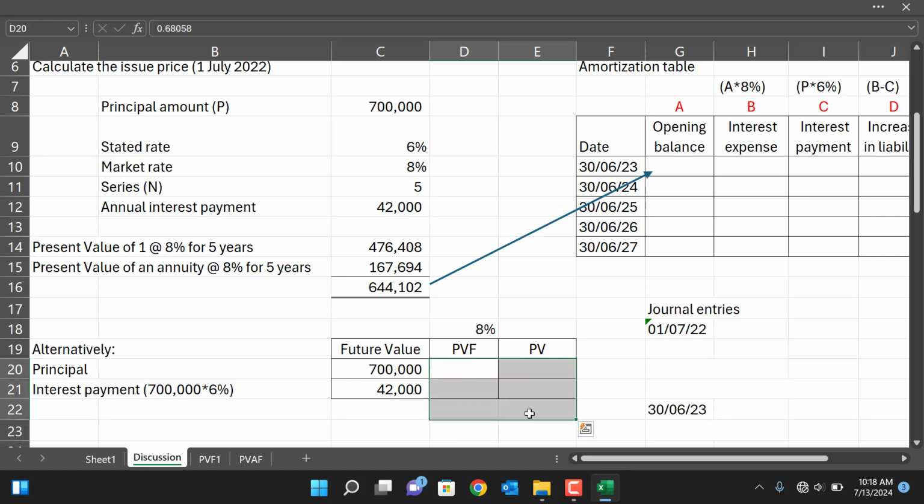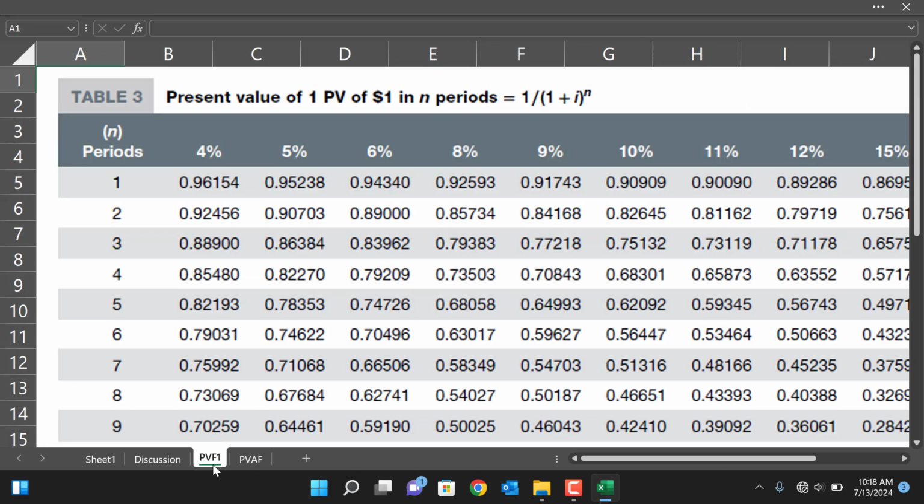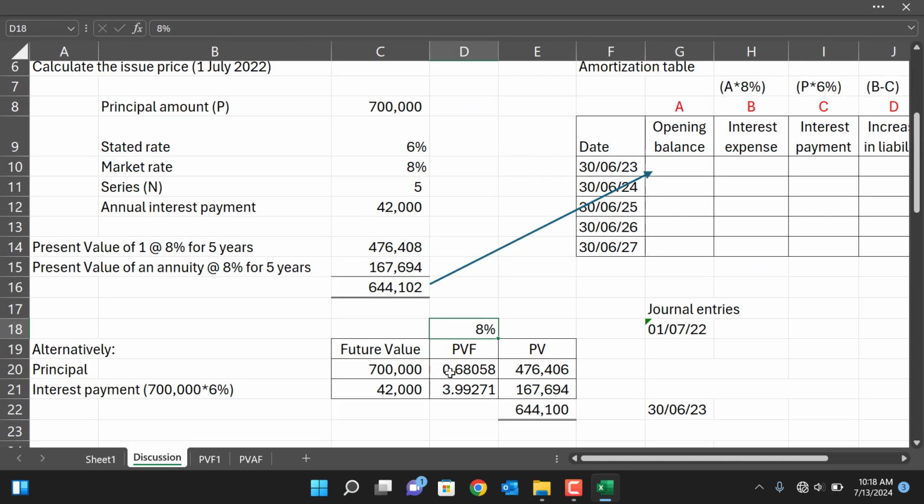Okay, so let's unhide it. Now, this one is the present value factor of 1, 8%, 5 years. So we'll go and check here. So 8% here, then 5 years. This will be the factor, 0.68058. You can see it here.